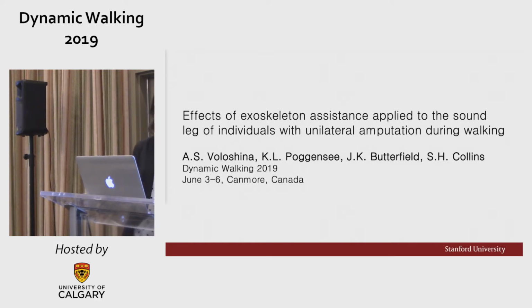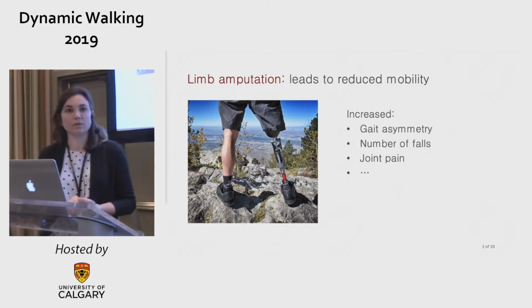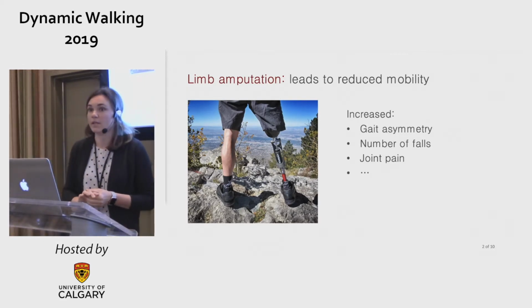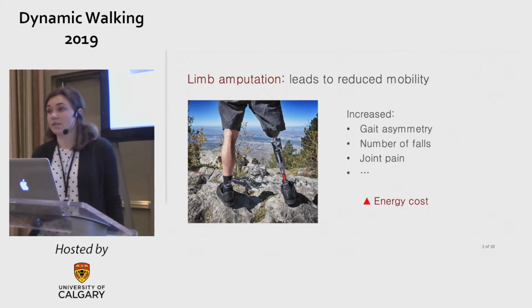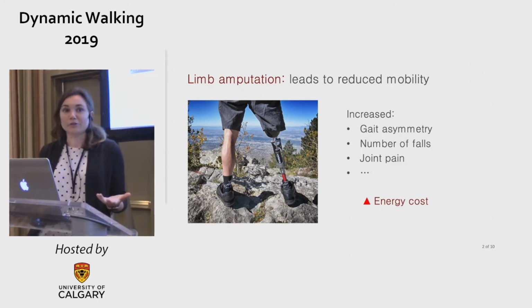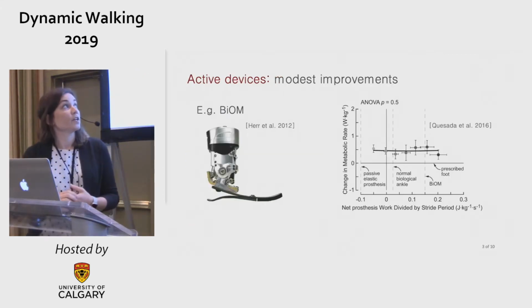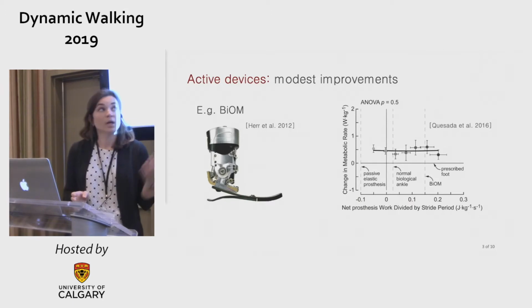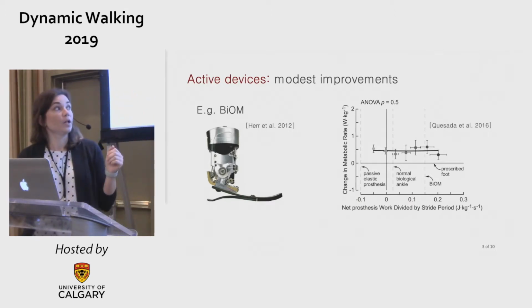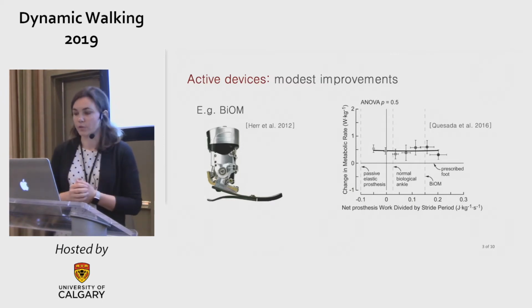Everyone, today I will be talking about the assistive devices that we are working with to help people with lower limb amputation. As many of you know, limb amputation leads to all sorts of gait impairments, one of which is higher metabolic cost. This increase in energy cost is potentially due to the fact that conventional prosthetic devices are all passive. Some active devices have tried to mitigate this issue, like the Biom shown here, for example, but the improvements in energy costs are minimal, and not quite as much as we would like.